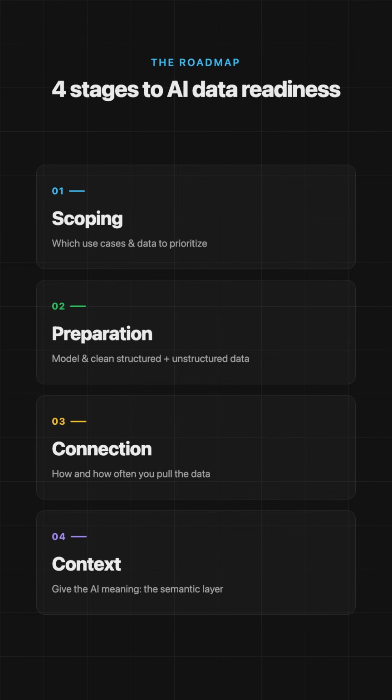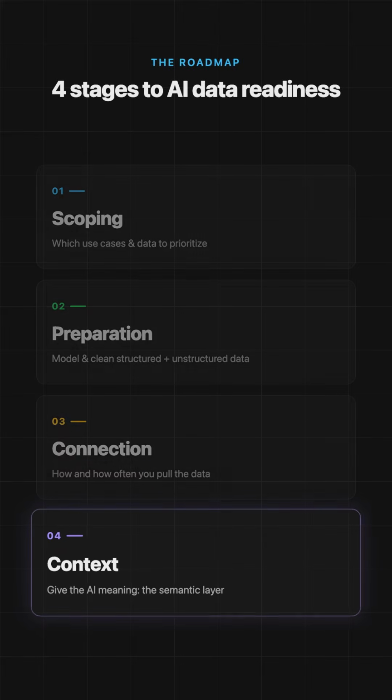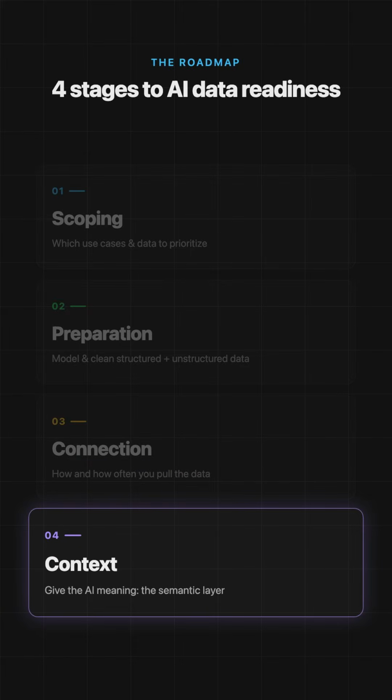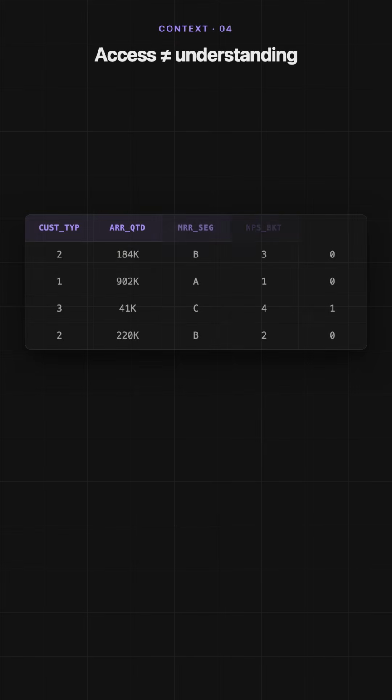Now lastly here is the context layer of it. You could have all of the data in one uniform place. However, the AI doesn't know what to do with it. What do the headers mean? What do the columns mean? And how does it actually manipulate this data to get the outcomes that you need?